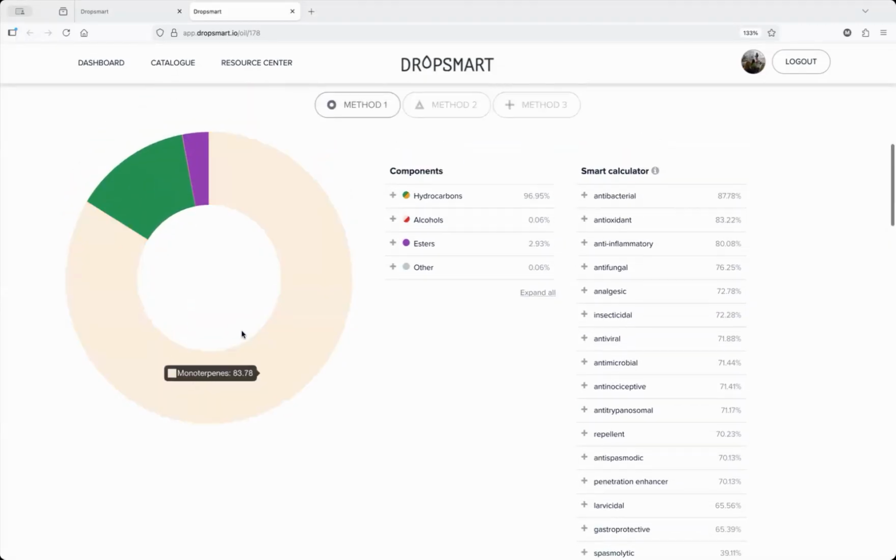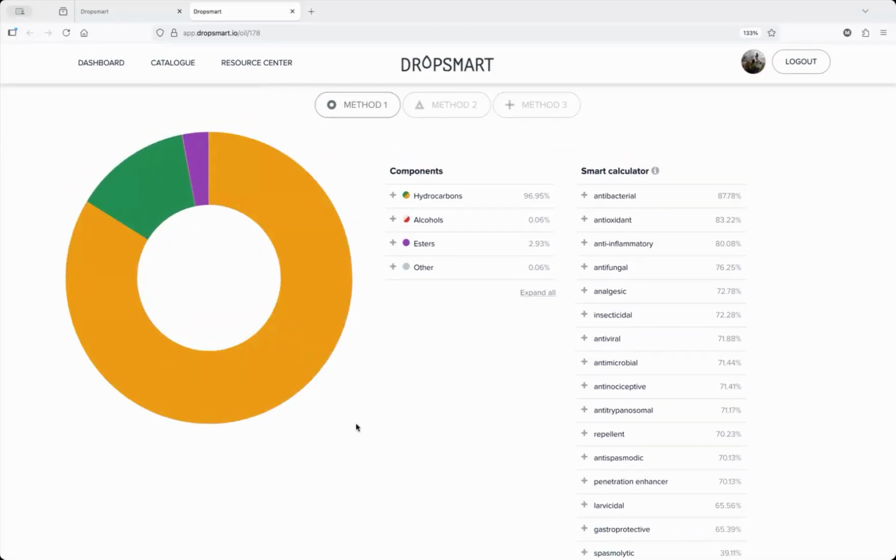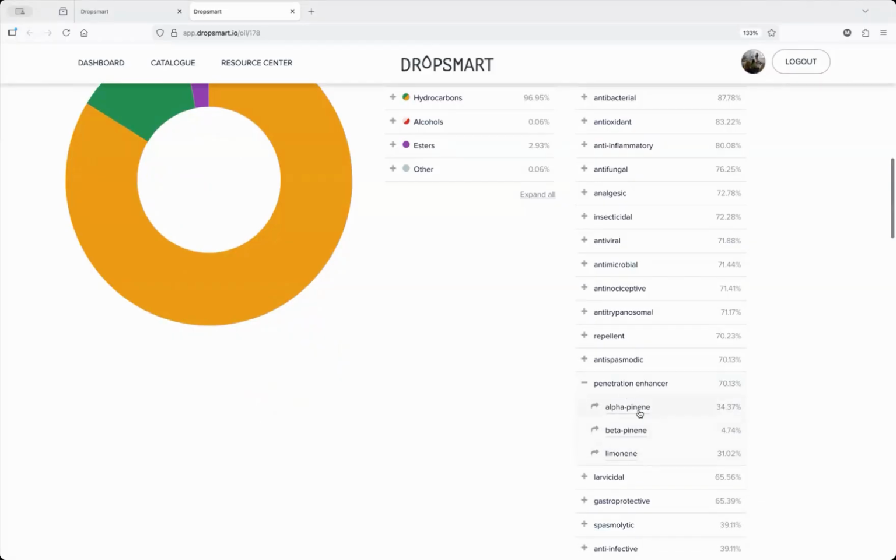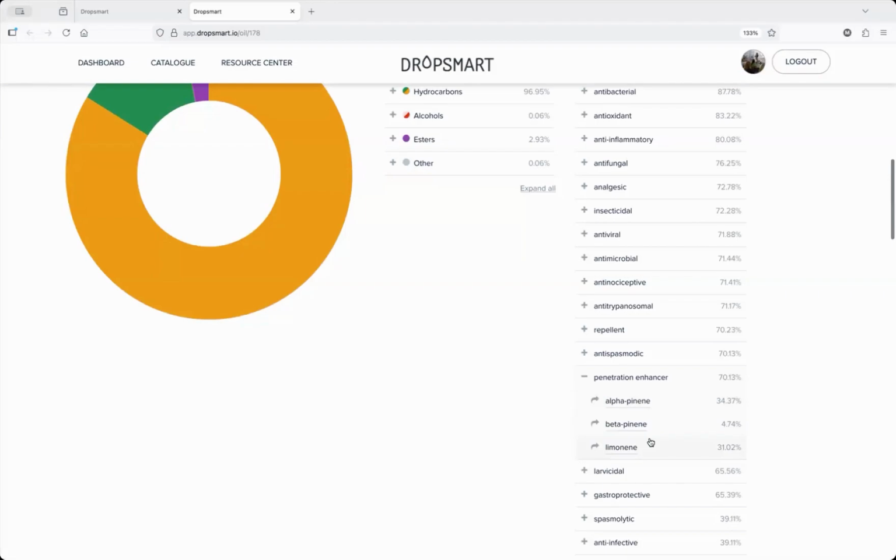So often oils like this, you will see, don't have a lot of research, but their architecture, their constituents do, and you can see that it's a penetration enhancer because of a combination of different constituents. And that's why the smart calculator is so smart, because it calculates it for you. If you knew that about limonene, but maybe you didn't know about alpha and beta pinene, you wouldn't think that it's a penetration enhancer at such a high percentage, which is good to know when you're creating blends.